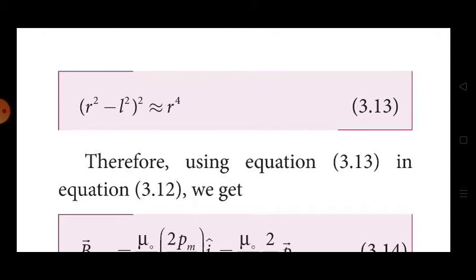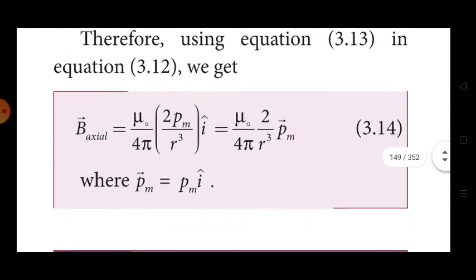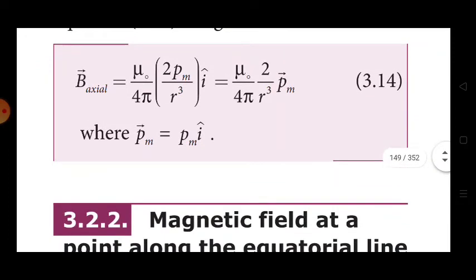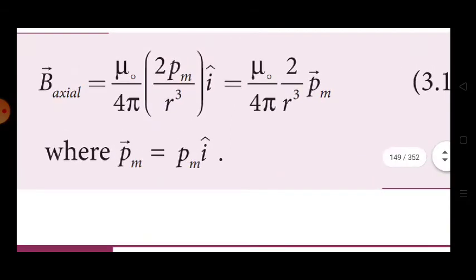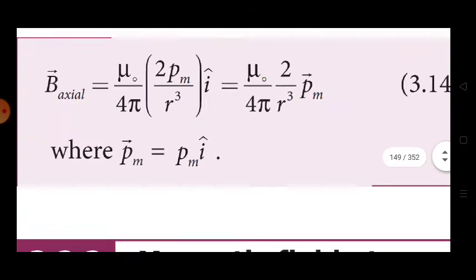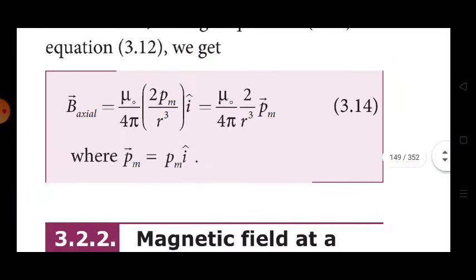Therefore, using equation 3.13 in equation 3.12 we get B axial is equal to mu naught by 4 pi, 2 Pm by r cube, I cap, which is mu naught by 4 pi, 2 by r cube, p vector m, where p vector m is equal to Pm I cap. Finally, we will get derivative 3.14.